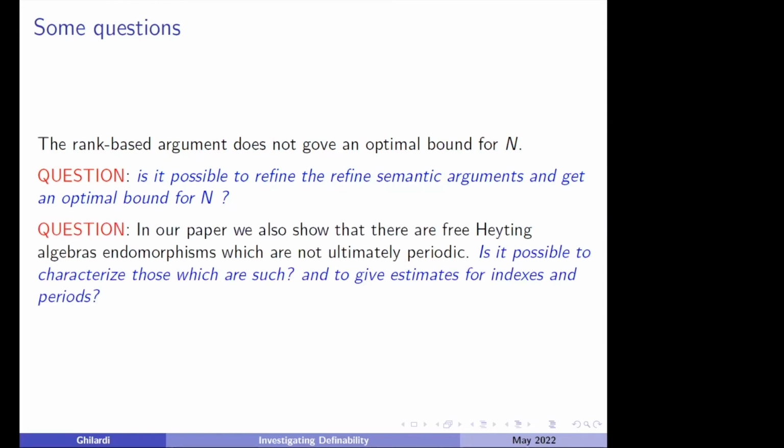Another thing is that we have also found an example of a Heyting algebra endomorphism which is not ultimately periodic, because the ones we are considering are the endomorphisms that fix all generators but one. And if two or three generators are moved, then there are examples where you have endomorphisms which are not. But now the question is to consider which morphisms have this ultimately periodic character and give estimates for indexes and periods. We have some little results in our paper. Not that much.